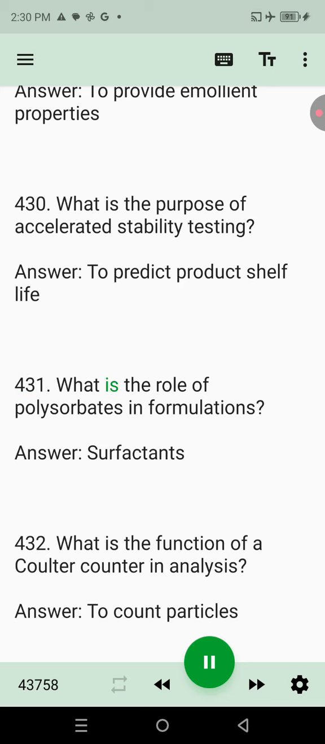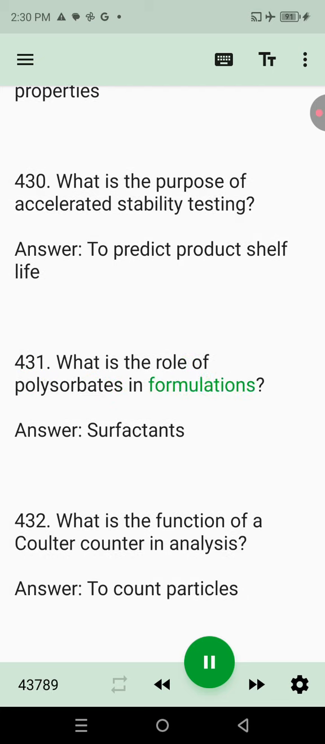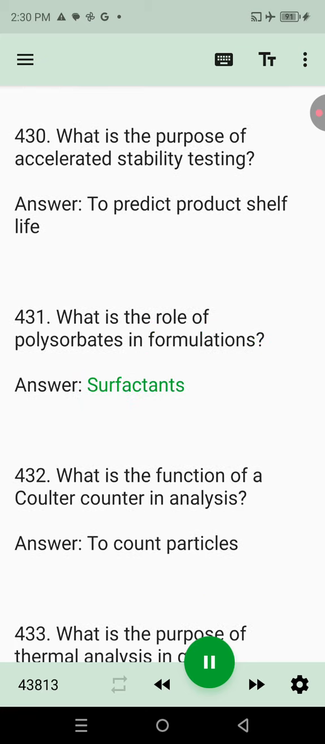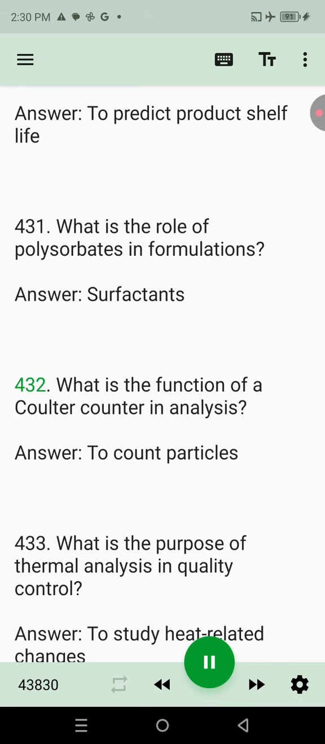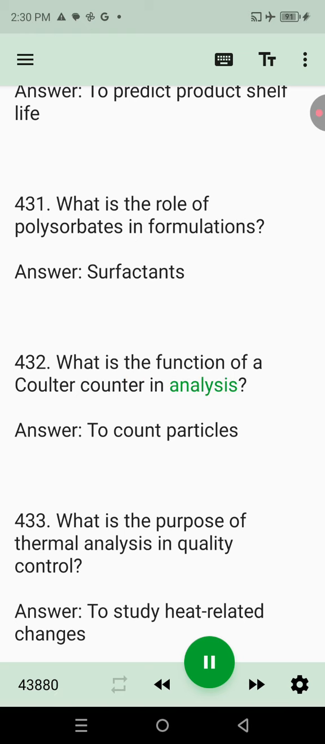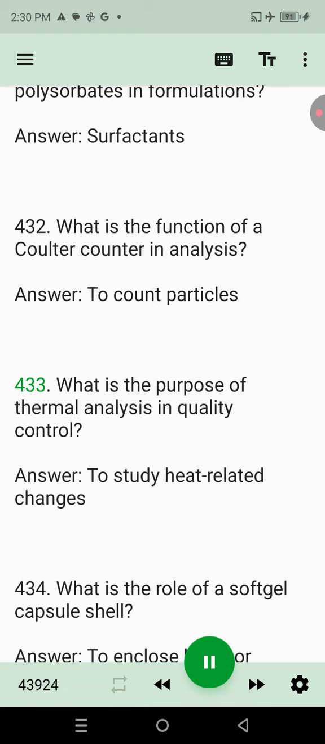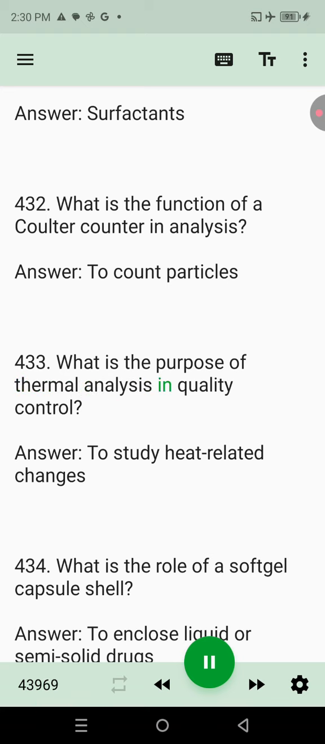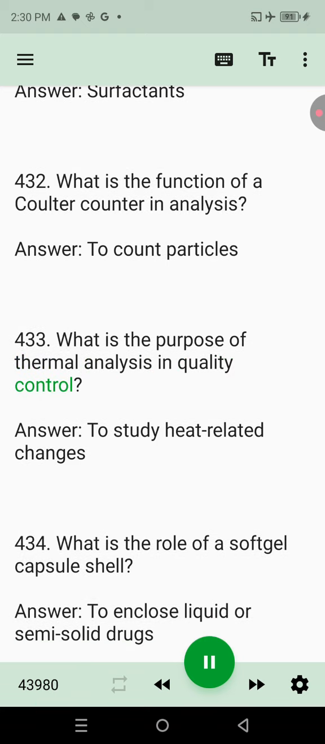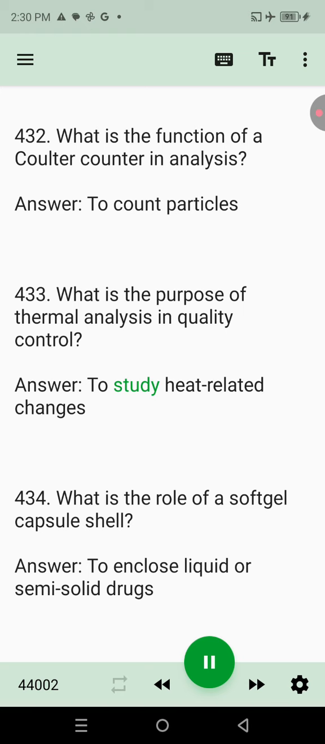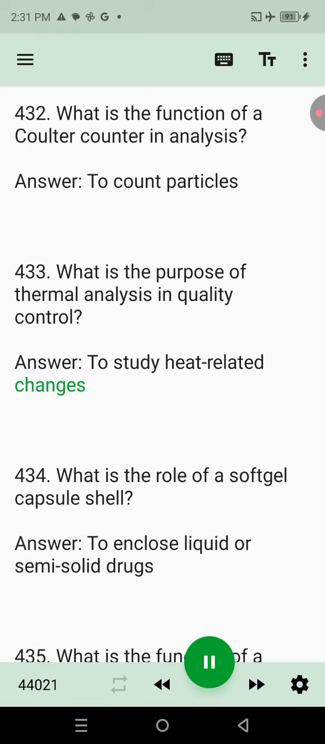431. What is the role of polysorbates in formulations? Answer: surfactants. 432. What is the function of a Coulter counter in analysis? Answer: to count particles. 433. What is the purpose of thermal analysis in quality control? Answer: to study heat-related changes.